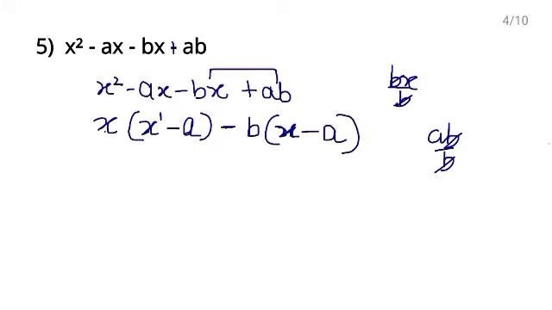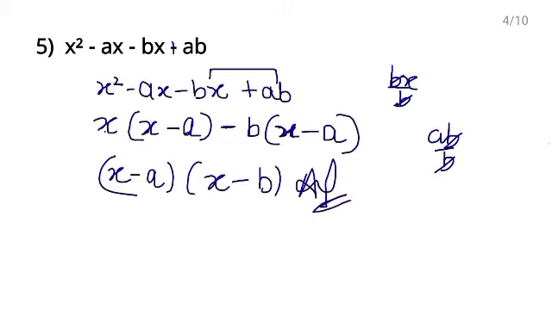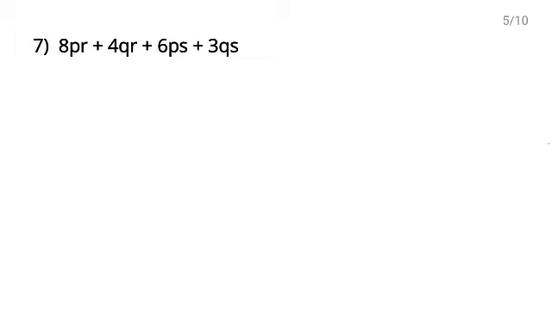These binomial factors are same because this can be written as x. X raised to the power 1 is also equals to x. So take it common, x minus a. Now in the bracket you have this x and this minus b. X minus b. So this is your answer. Next question, question number 7.